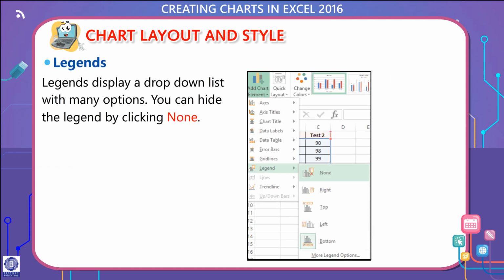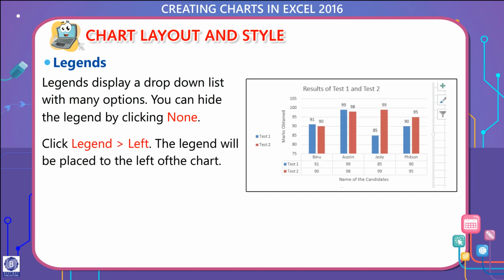Legends. Legends display a drop-down list with many options. You can hide the legend by clicking None. Click Legend Left. The legend will be placed to the left of the chart.